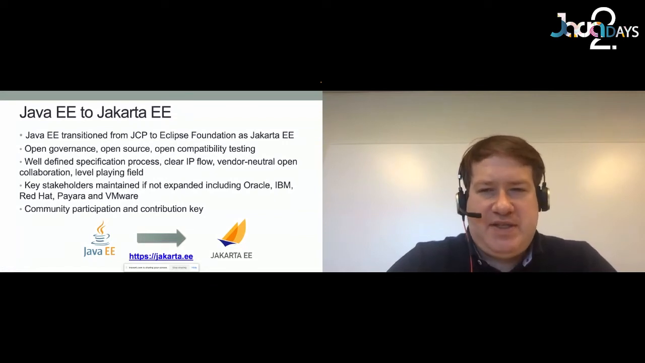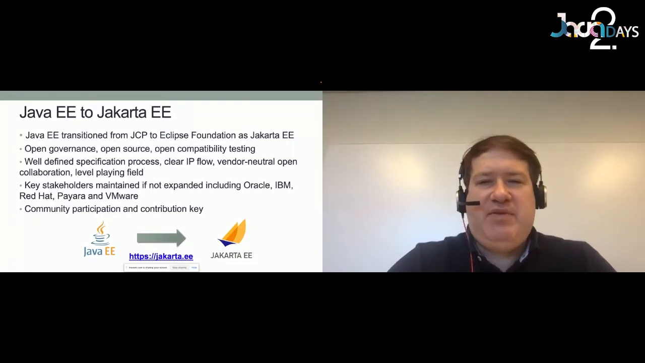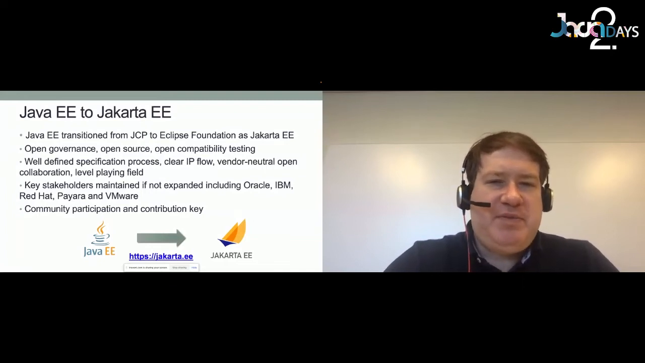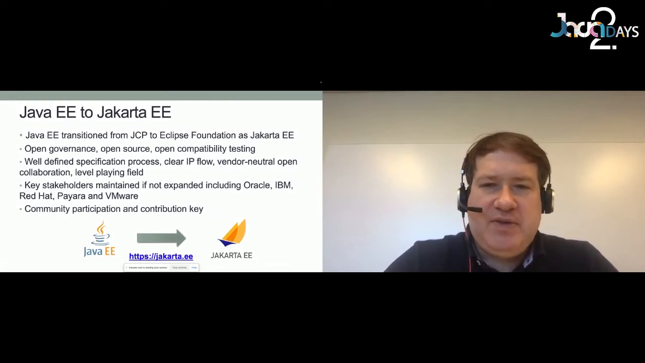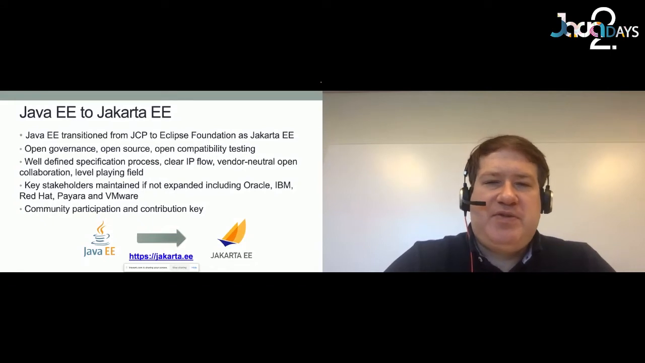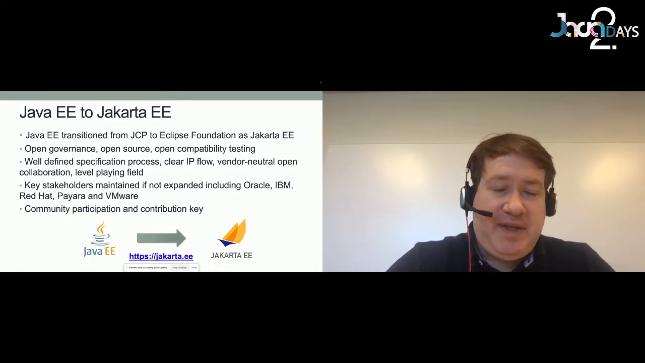You can see the tests. You can participate in helping improve those tests. So if you run into a difference in behavior between two containers, you can actually take a look at the tests, see whether they cover it. So it's fully open, whereas before parts of it were closed. It's got a well-defined specification process, a clear flow for IP, so that the IP has correct ownership, so you don't have to worry about a patent troll, etc. It is vendor neutral and has a level playing field between the different vendors.